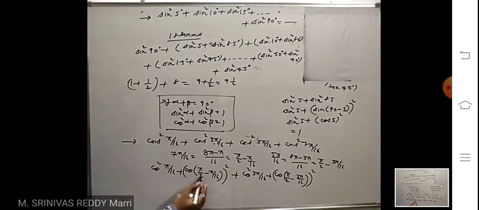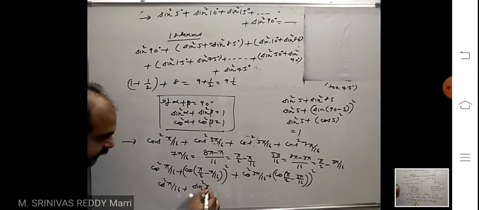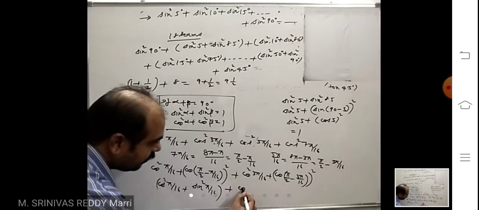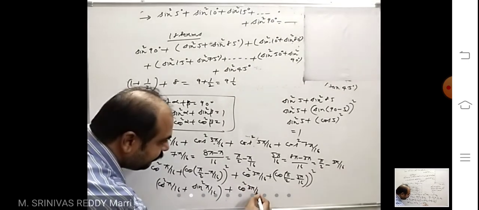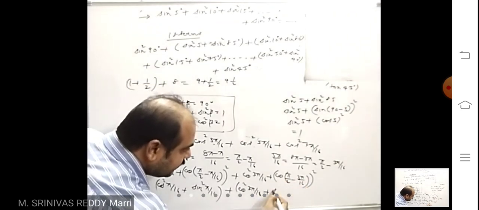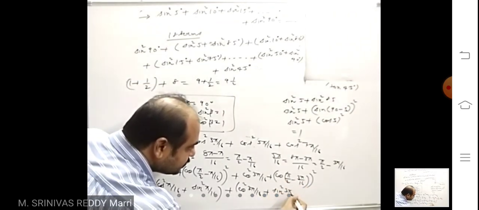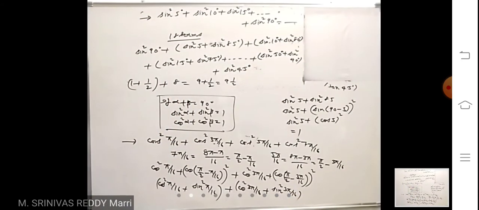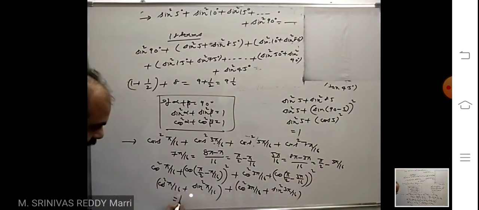Right? So if you look at this one, cos of 90 minus theta is sine theta. This is sine pi by 16, so sine square pi by 16. Plus cos square pi by 16, this is 1. And cos square 3 pi by 16 plus this is sine 3 pi by 16, so sine square 3 pi by 16. So this is 1 and this is what, 1. 1 plus 1 is what, 2, like that.